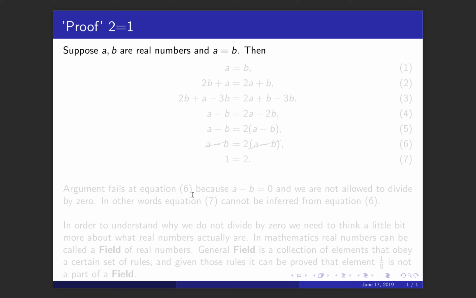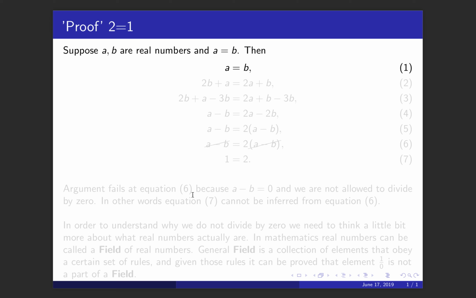Let's assume that a and b are two real numbers. Let's assume that they are identical numbers, and let's write down a series of equations that will allow us to conclude that 2 is in fact 1. So let's start by putting an equation a equals b, because we know that we have to start with identical numbers.